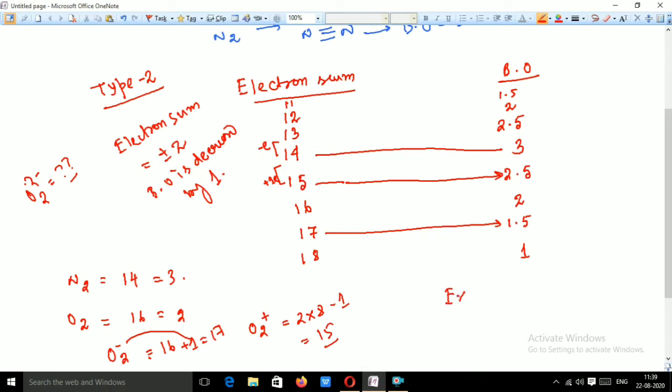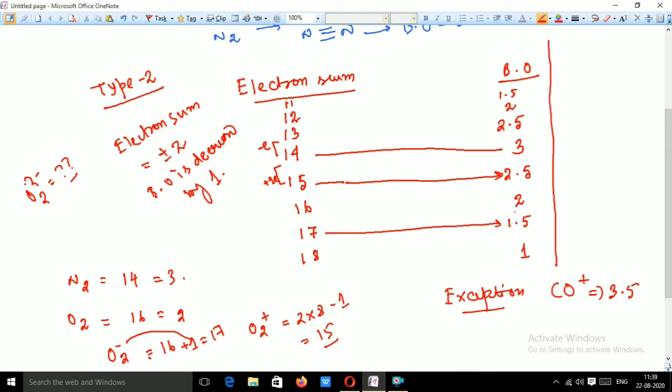The exception is CO plus. You cannot find the bond order of CO plus by this method, so you have to remember that bond order, that is the exception, CO plus, which is 3.5.